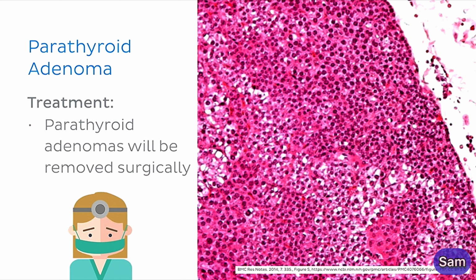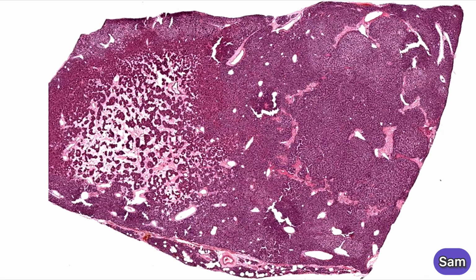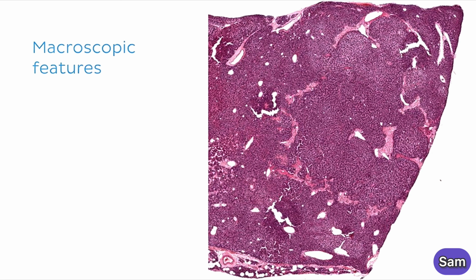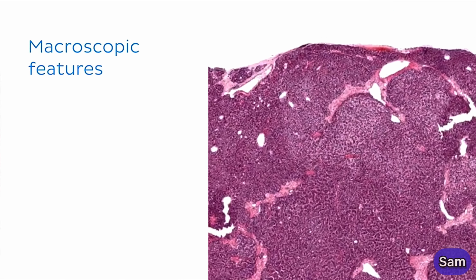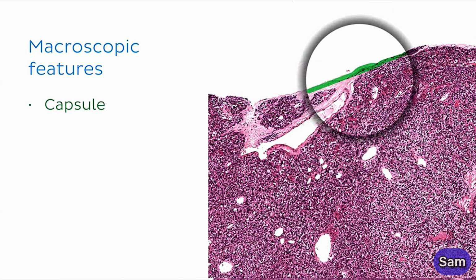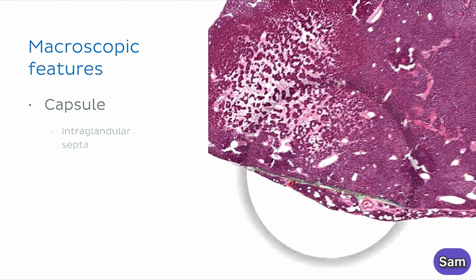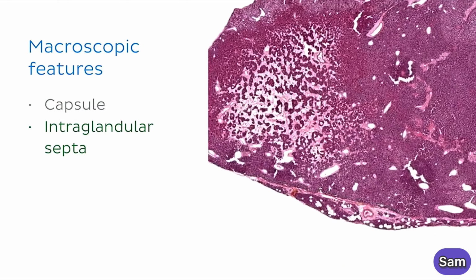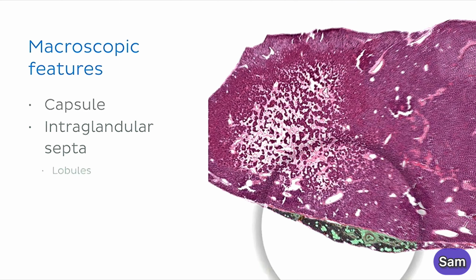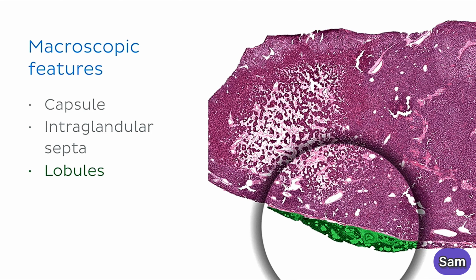And now you're an expert on the histology of the parathyroid gland. Before I let you go, here's a quick review of what we looked at today. We started by looking at a histological slide of the whole parathyroid gland and identifying a few larger structures. Firstly, the capsule surrounding the gland itself, and the intraglandular septa that project into the gland. Then we looked at poorly defined lobules these septa divide the gland into.